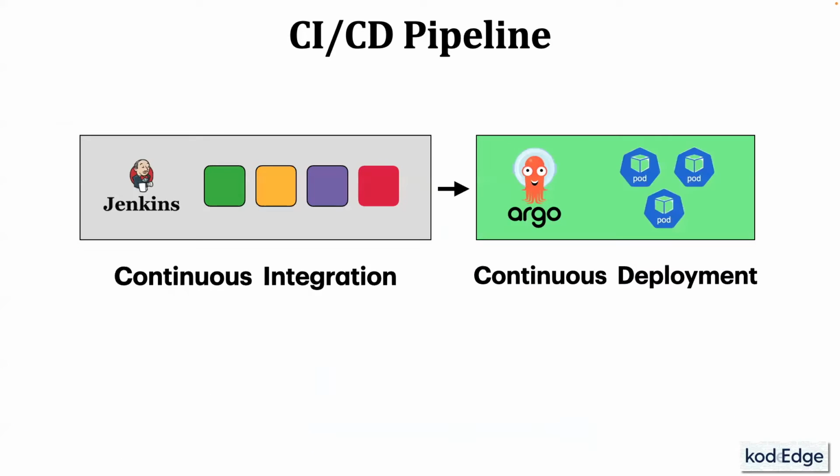In our CI/CD setup, you can call the Jenkins pipeline continuous integration and the ArgoCD setup continuous deployment. Typically, deploy to dev should be part of continuous deployment, but as we are using Docker, I kept it on the Jenkins side only. But if you are using Kubernetes for the deploy to dev stage as well, then you can handle the entire deployment process using ArgoCD.